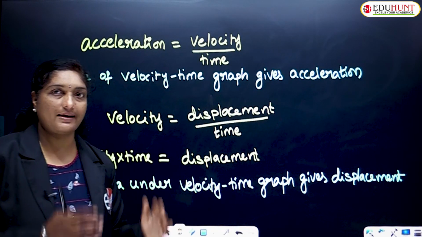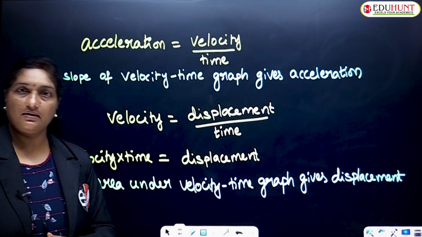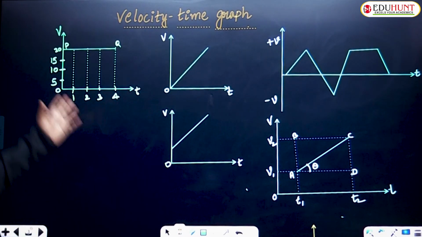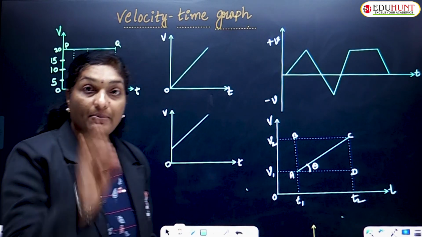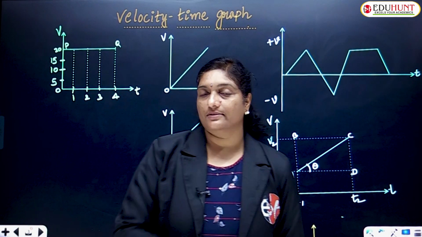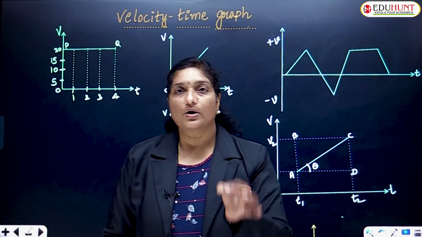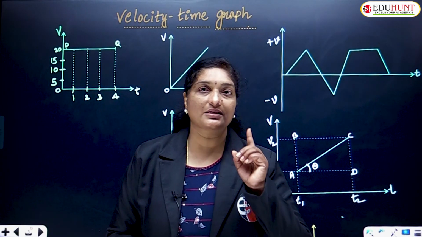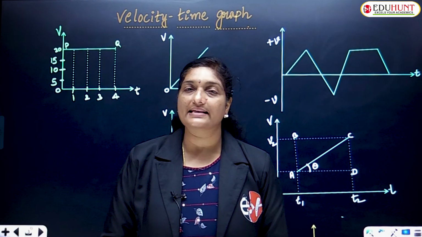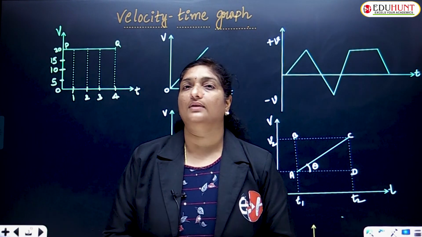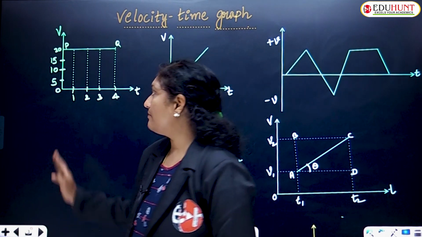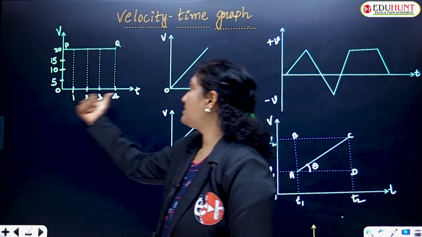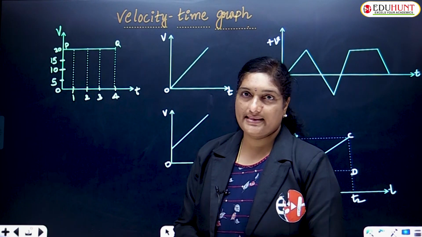So let us try to apply the same knowledge through the graphs. Moving ahead, the velocity time graph. Children, look at the first graph. Before starting, I would also like to tell you that whenever you plot a graph while taking velocity and time, velocity must always be considered on the y-axis and time is always taken on the x-axis. I repeat, velocity must always be on the y-axis and time must always be taken on the x-axis.